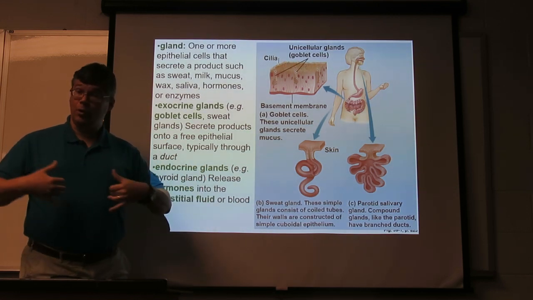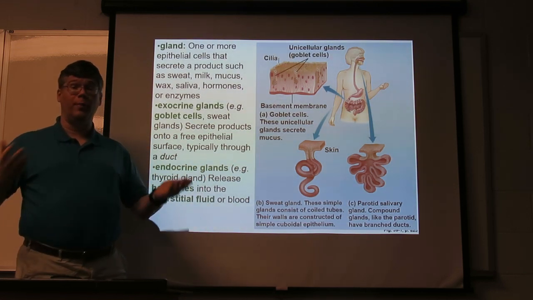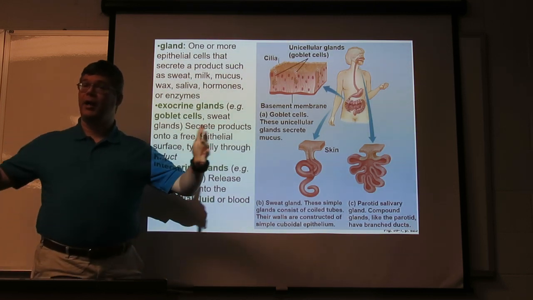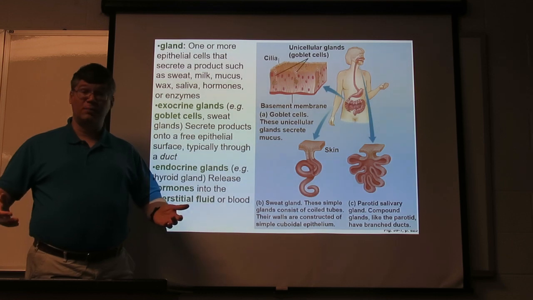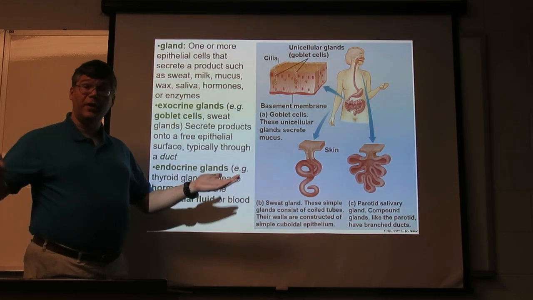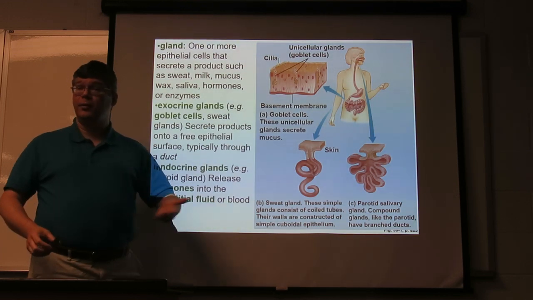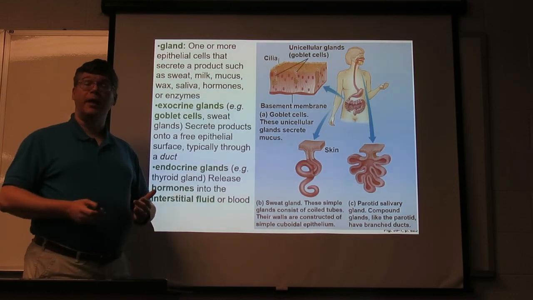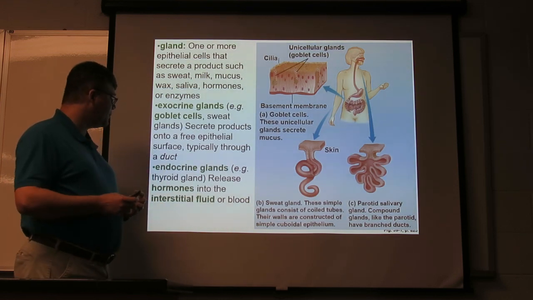These can be towards the interior of the body, making hormones. For example, the thyroid gland makes hormones that then travel through the body, helping regulate many aspects of metabolism. Or things that go to the outside. For example, sweat, milk, those are ones that are produced to go out of the body, and so they'll be on the surface.